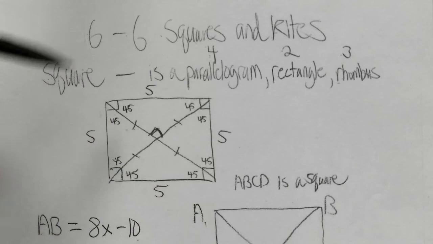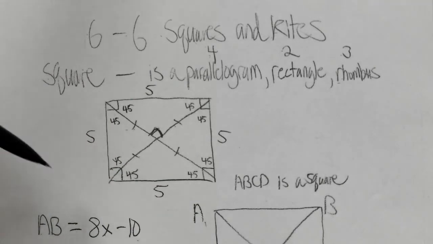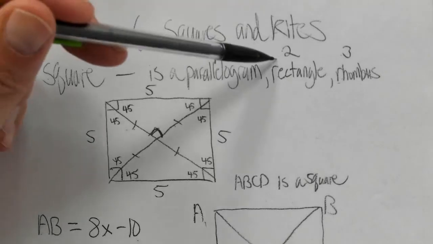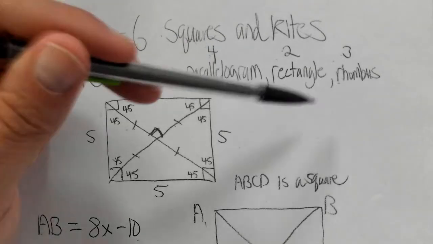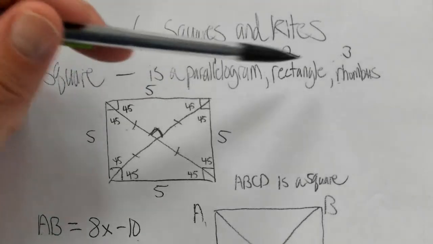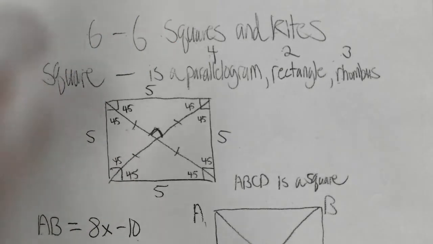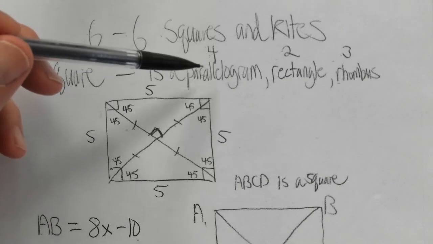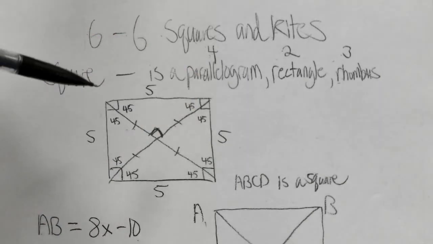Okay, so a square doesn't have any extra properties of its own, but it has 9 properties for being these other figures. So those are the properties that we need to make sure that we go back over. All right, so let's take a look at it. Starting with the properties for a parallelogram and going all the way through.